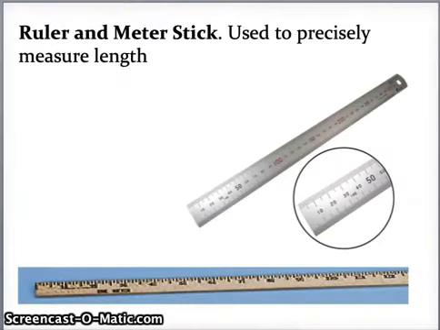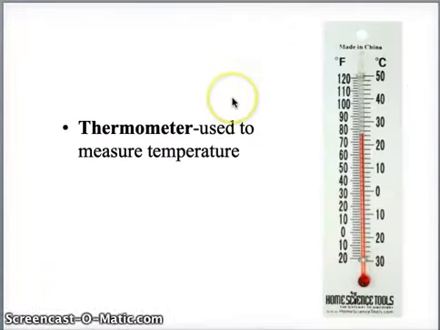And oh, no, we have three more. We have a ruler and meter stick here. They're used to precisely measure length. And then last, we have our thermometer, which is used to measure temperature.